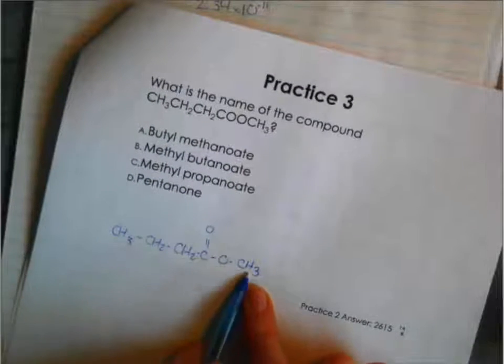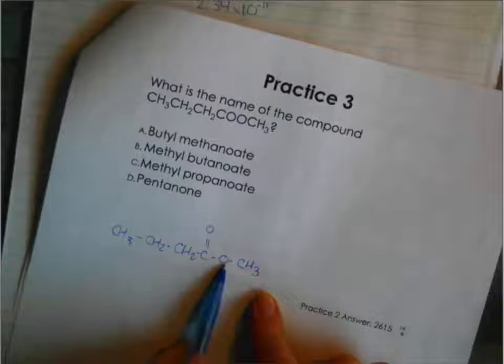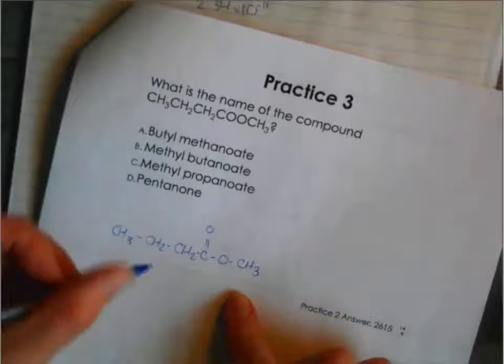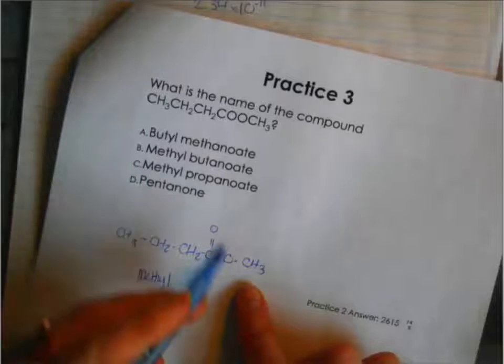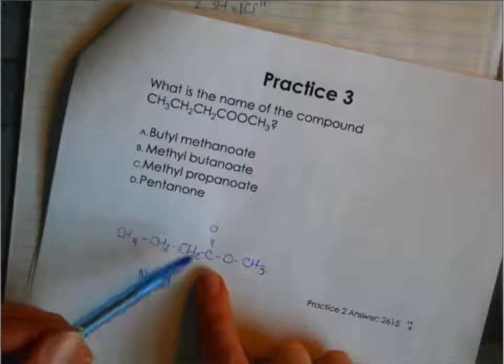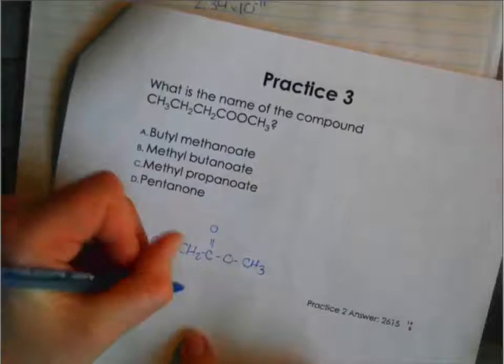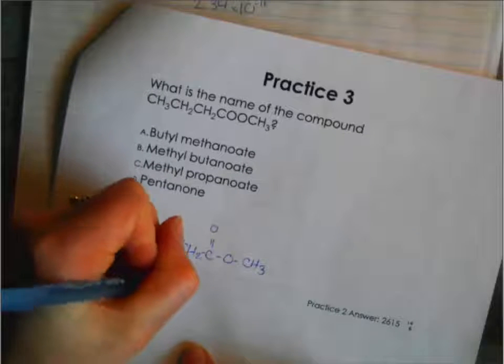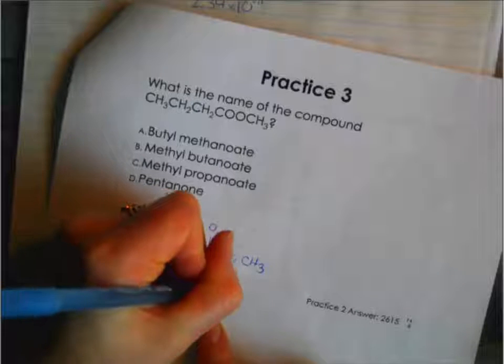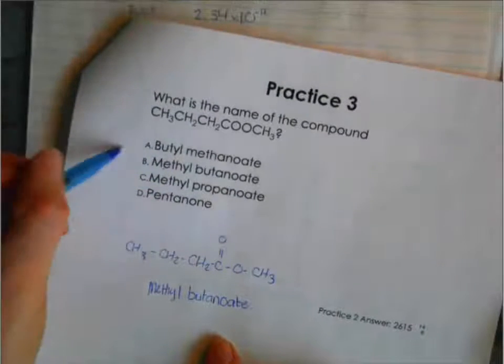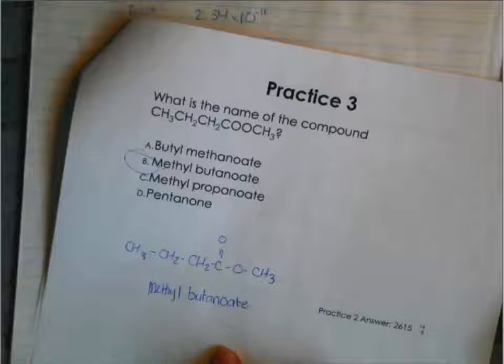Right, so now I can see a little bit easier how to name this. So I want to start with the one that's on the alcohol side. So instead of a hydrogen here, I have a methyl group. So it's going to be methyl. And then looking over here, I have meth, eth, prop, bute. So methyl butane. Drop the E and add oate instead. So it's going to be methyl butanoate, which would be B.